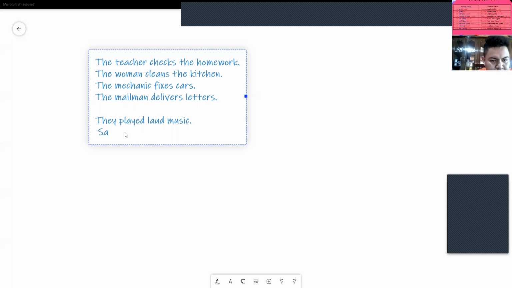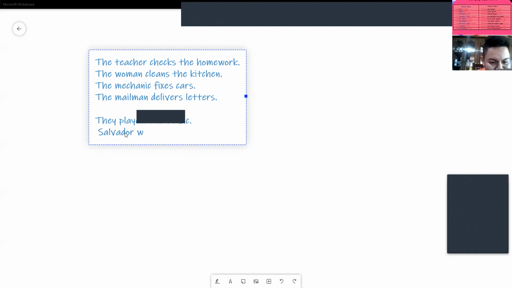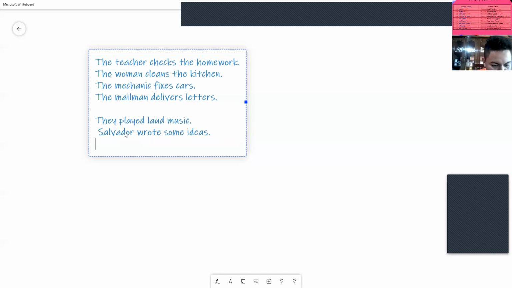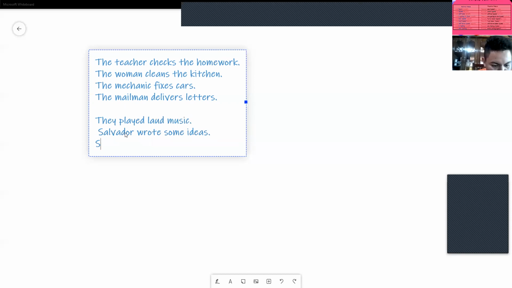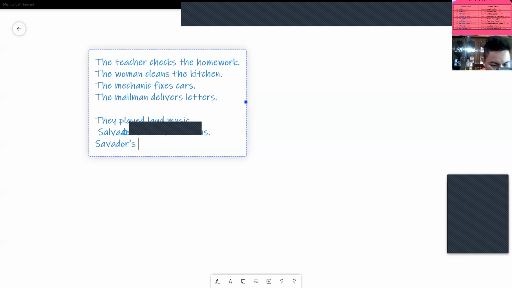Salvador. Salvador lo regañan en su trabajo. Wrote some ideas. And we have Salvador's bus.